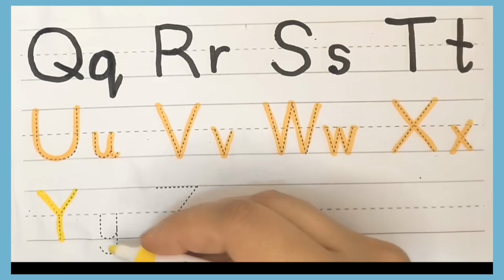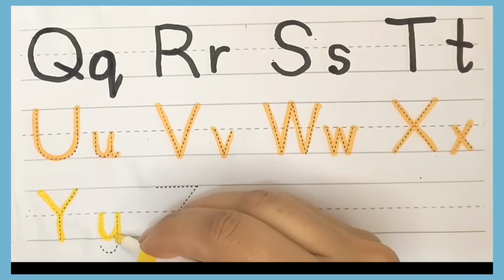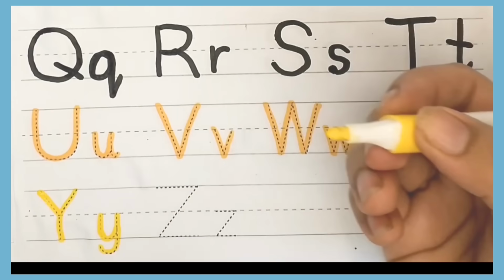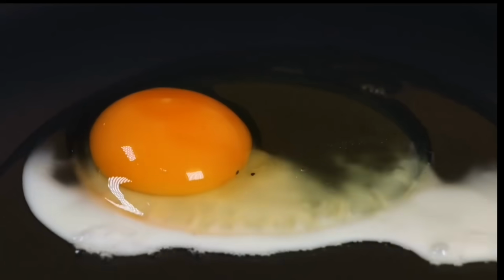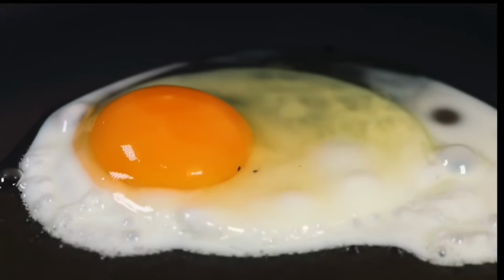Capital Y, small y. Y for yolk. Yolk is the yellow part of an egg. It is healthy.